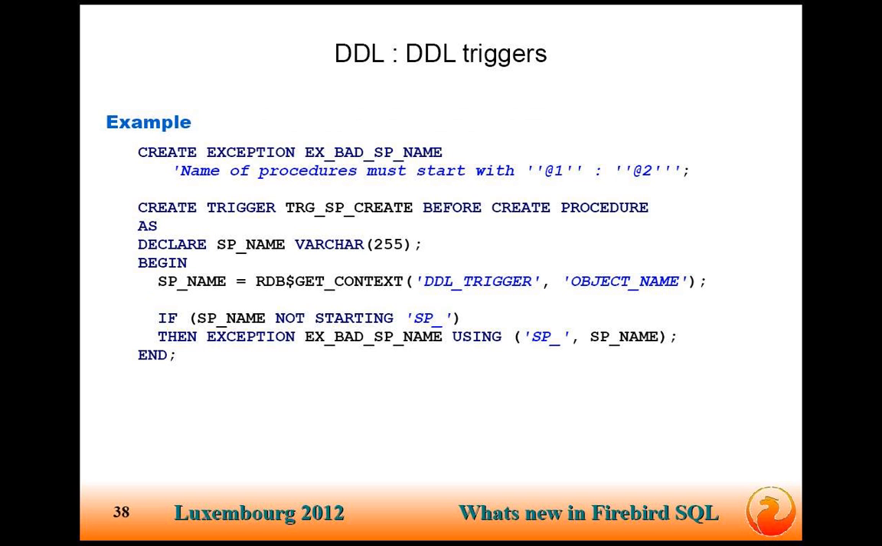A little example. It uses an exception with parameters, and it uses a DDL trigger which enforces some rules for naming of procedures. For example, we want every procedure name to be prefixed by SP and an underscore. So we check if the name is not starting with this prefix, we raise an exception, and we show in which procedure this exception is raised. One example for the two features. I like it. Okay, no questions.